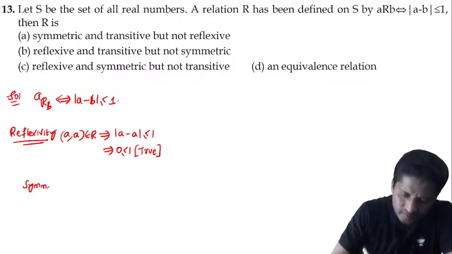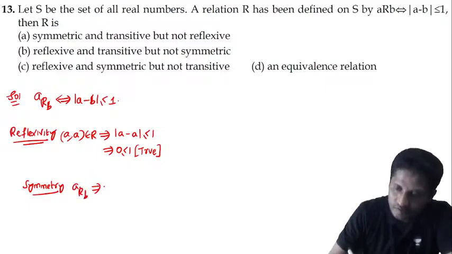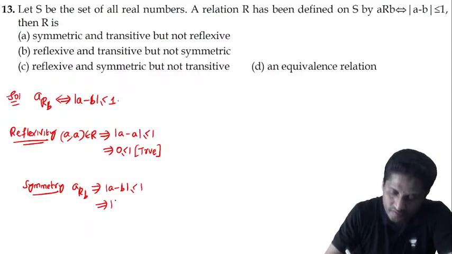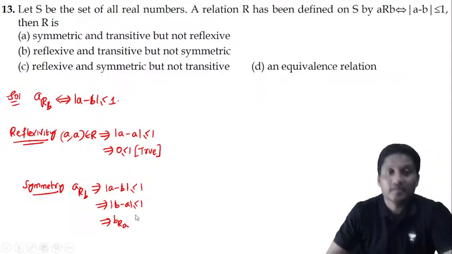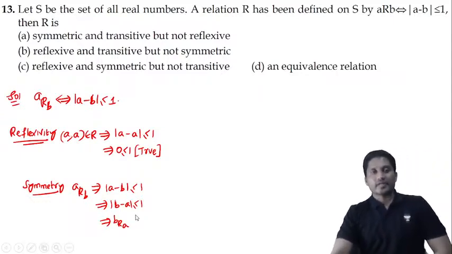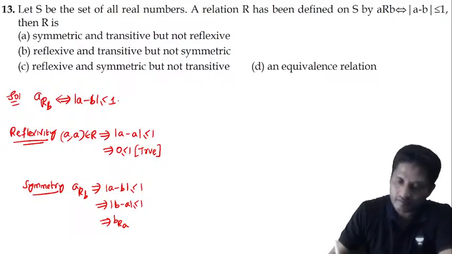Right, let me check symmetric. Suppose symmetry: A related to B implies that modulus of A minus B is less than or equal to 1. Mod of A minus B is less than or equal to 1. Obviously modulus of B minus A is also less than or equal to 1. This implies that B is related to A. A related to B should imply B related to A. Obviously it is symmetric.